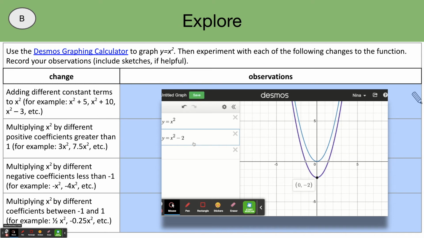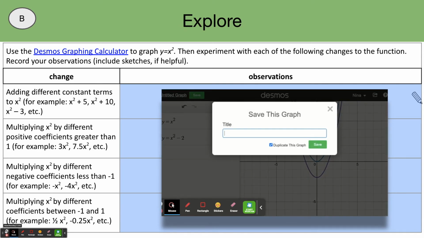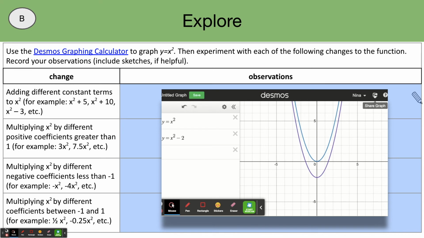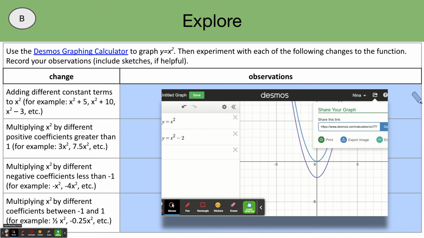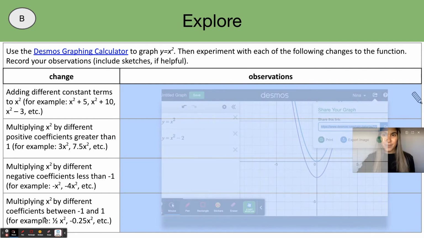Now, if you want to share this graph, if you already have a Desmos account, you could go ahead and title this graph, save it, and once it's saved, you can go ahead and share graph, copy the link, and paste the link into the lesson. Let's get back to the rest of the lesson.